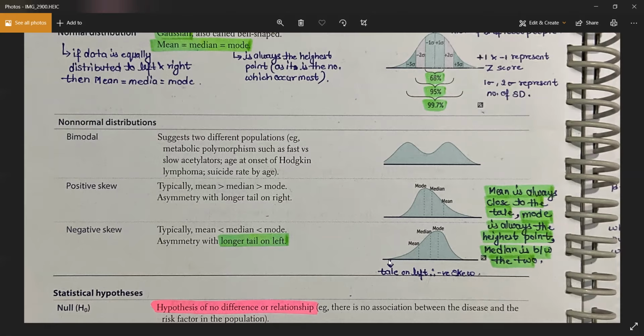So you can easily see that the mean is always towards the tail, and the mode is always towards the highest value, the highest number of individual values. Okay, the mean is always towards the tail.